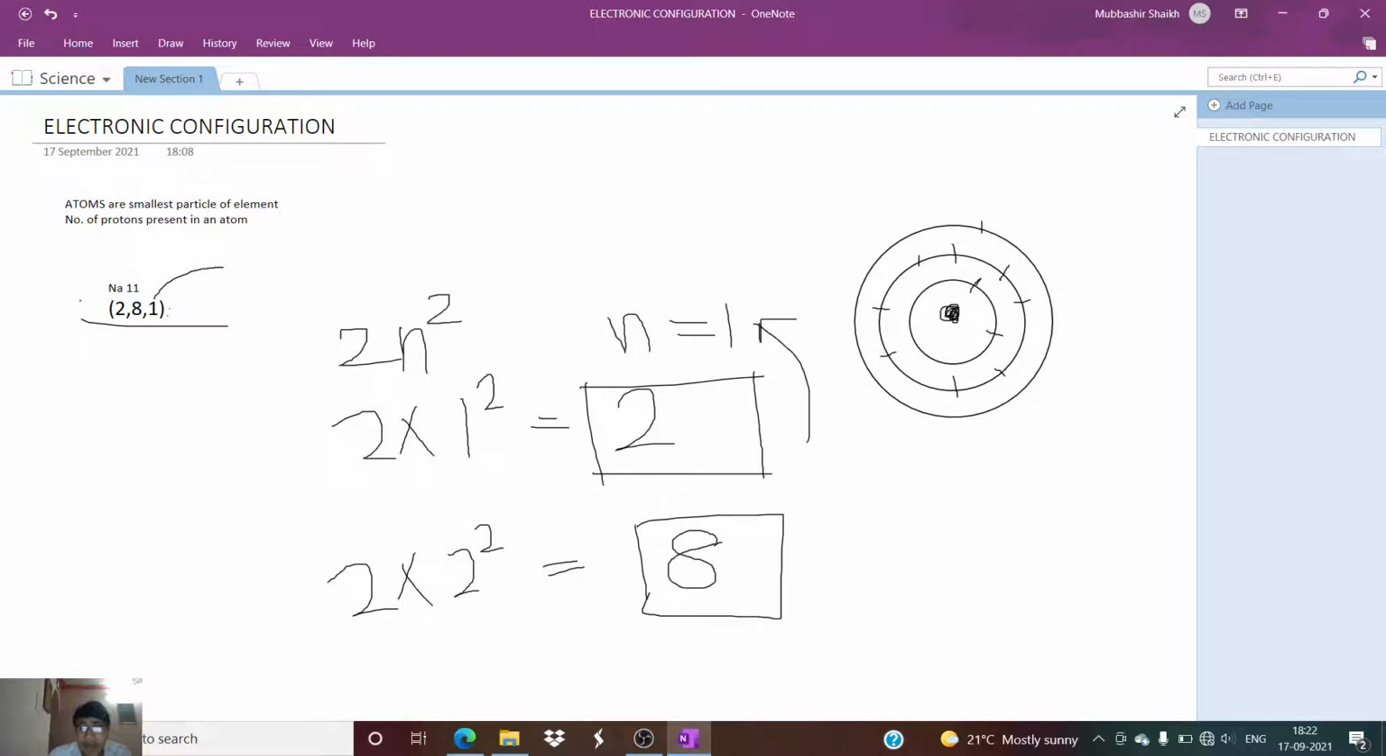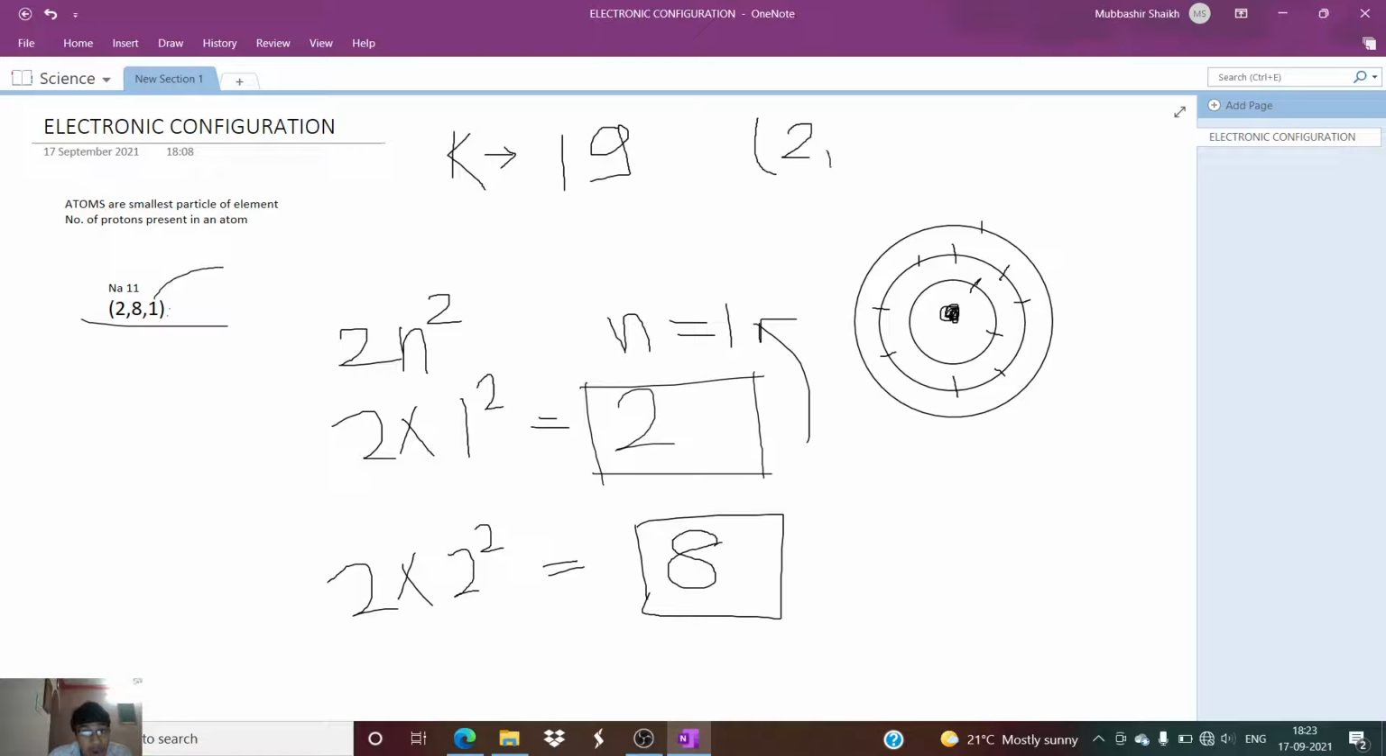Let me take one more example. For example, potassium, K. So what is the atomic number of potassium? The atomic number of potassium is 19. That means 19 protons and 19 electrons are present in the atom of potassium, okay. So for writing the electronic configuration of potassium, what we can do, I will take a round bracket, okay. Then we know that only 2 electrons can be placed in the first shell, so 2.